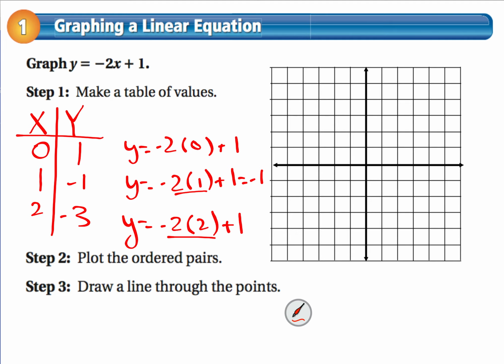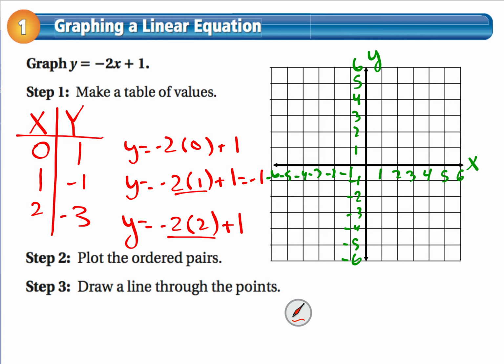Okay, let's plot these points. Before I plot them, though, I'm going to number and label my axes. This is the x-axis. Looks like we've got positives and negatives. Here's the y-axis. Let's see, this would be 1, 2, 3, 4, 5, 6. And I can go down into the negatives as well. Negative 3, negative 4, negative 5, negative 6. Okay, so we've got our numbers on our graph.